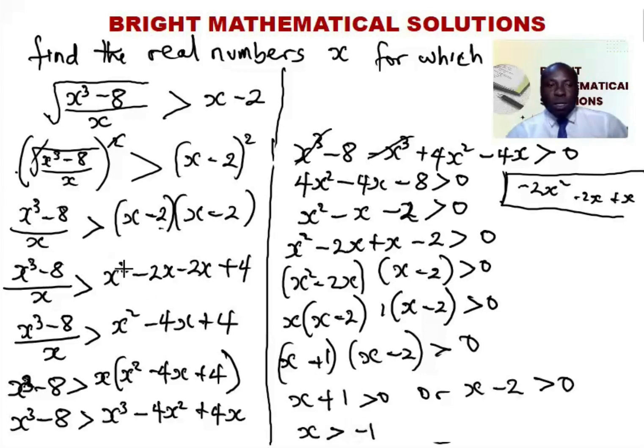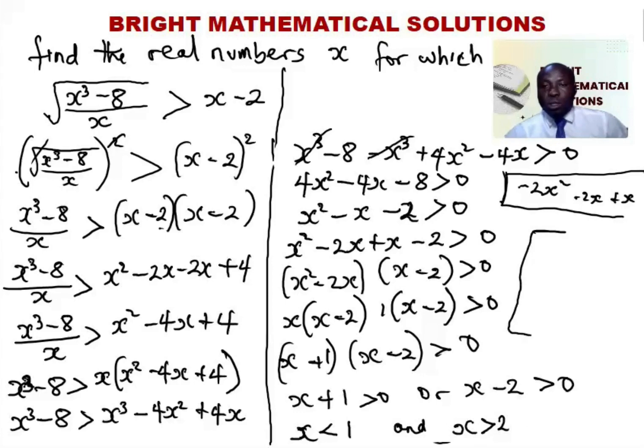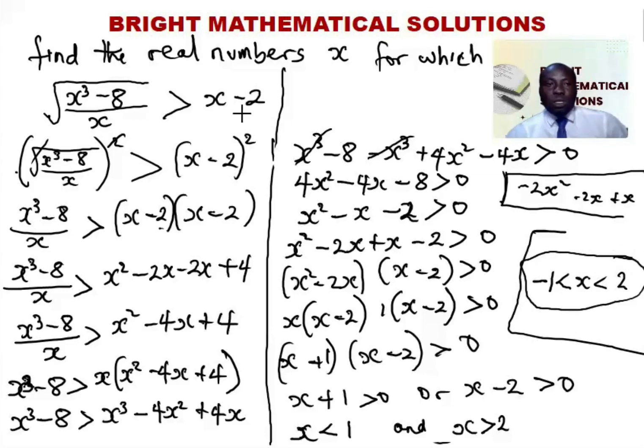Therefore, x is greater than minus 1. Sorry, x should be less than. Therefore, x is less than minus 1 and x is greater than 2. Now, our solution will become minus 1, x and 2. So this is the range of real numbers for which this expression is true.